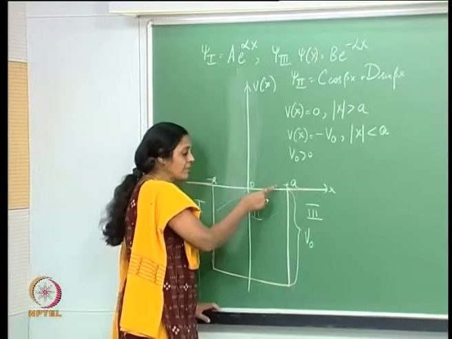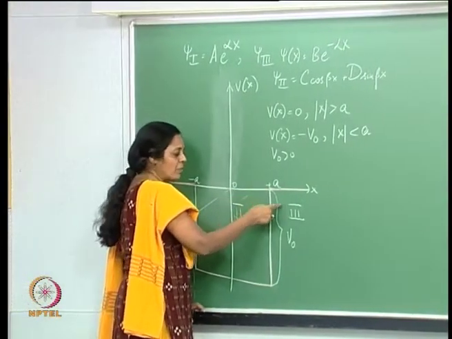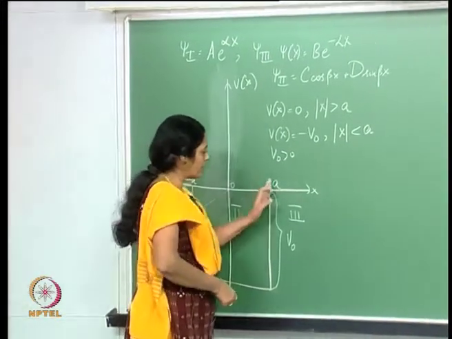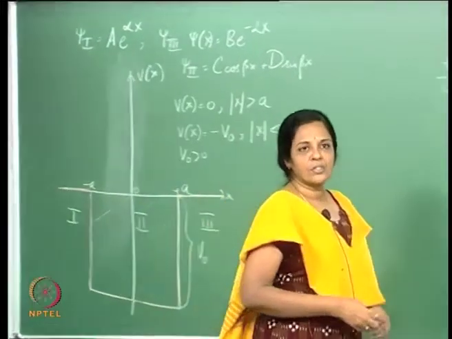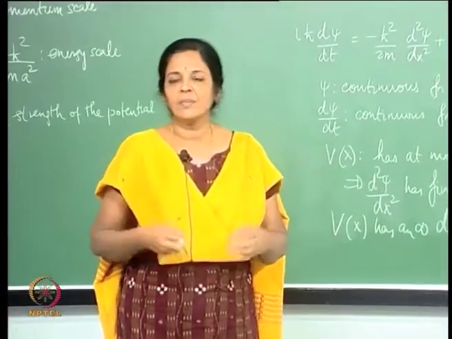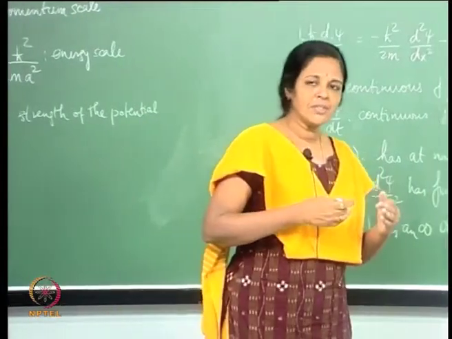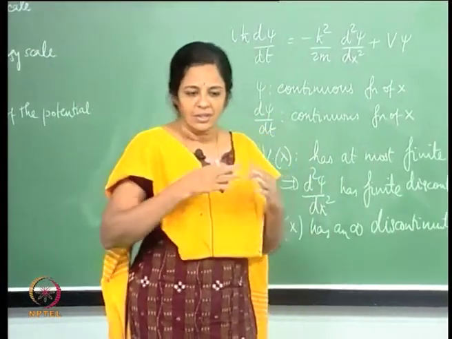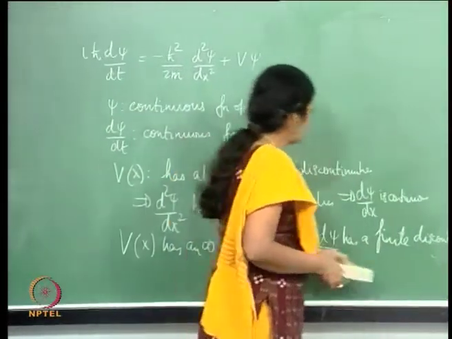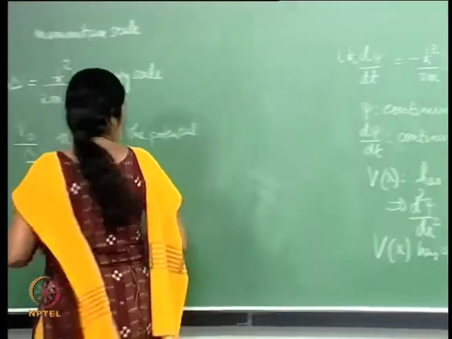Now, I have to do the same thing here. I have to match the wave functions between 2 and 3 and the corresponding first derivatives also at x equals plus a. So, at x equals minus a and plus a, such a matching has to happen. The wave function and the first derivative both have to be continuous. So, let me do that first.